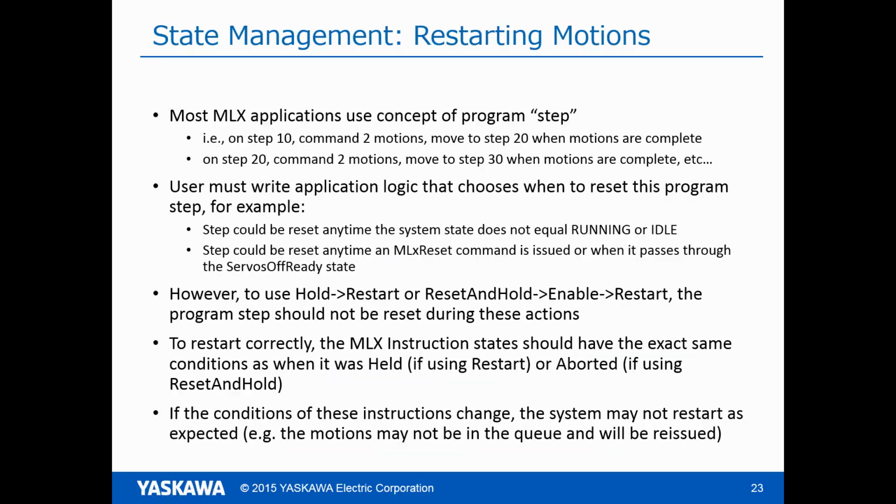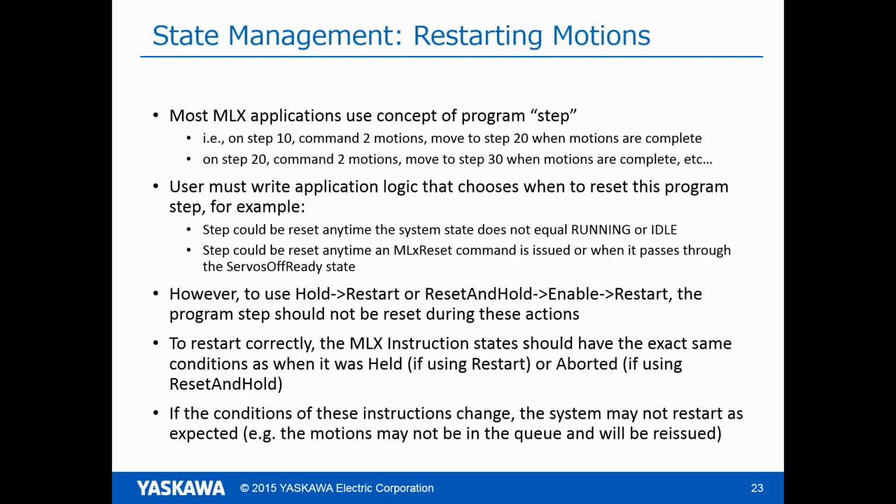Now let's talk a little more about how ladder code should be written to handle restarting cases. Most MLX applications use some concept of a program step. For example, if the step equals 10, some motions are performed, and when they are complete, it moves to step 20. And then on step 20, a configuration instruction is called, followed by a few more motions, and then the step is moved to 30 when they are complete, and so on.